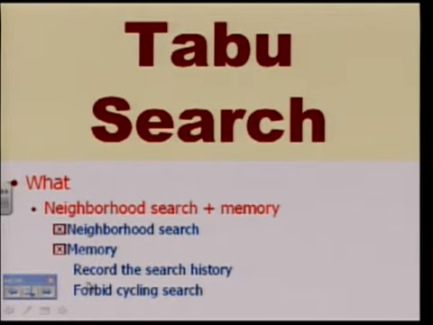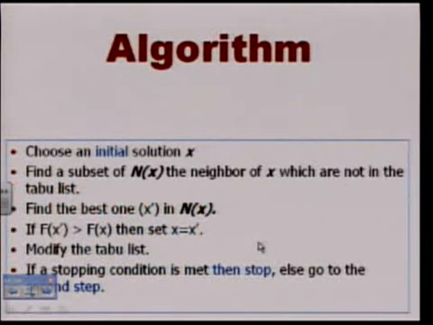However, we do need to record the search history so that we can ban some cycling in our search and not duplicate the effort. So the idea is fairly simple. You choose some initial solution X, and generate a subset N of X as the neighbors of this X, which are not in this taboo list, meaning that they are not banned yet. And then we find the best one, which I call X prime, in this neighborhood. And then what?